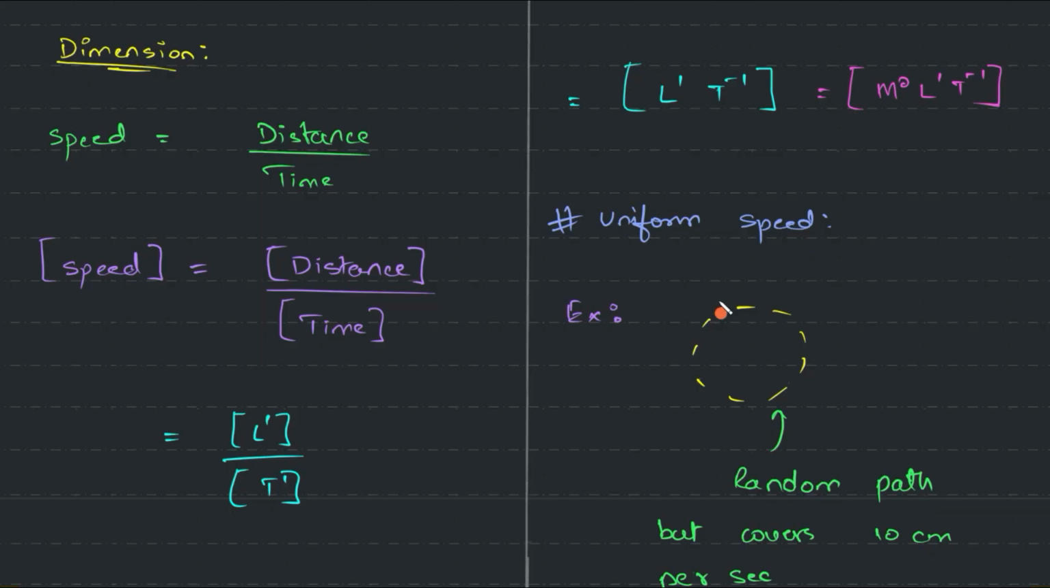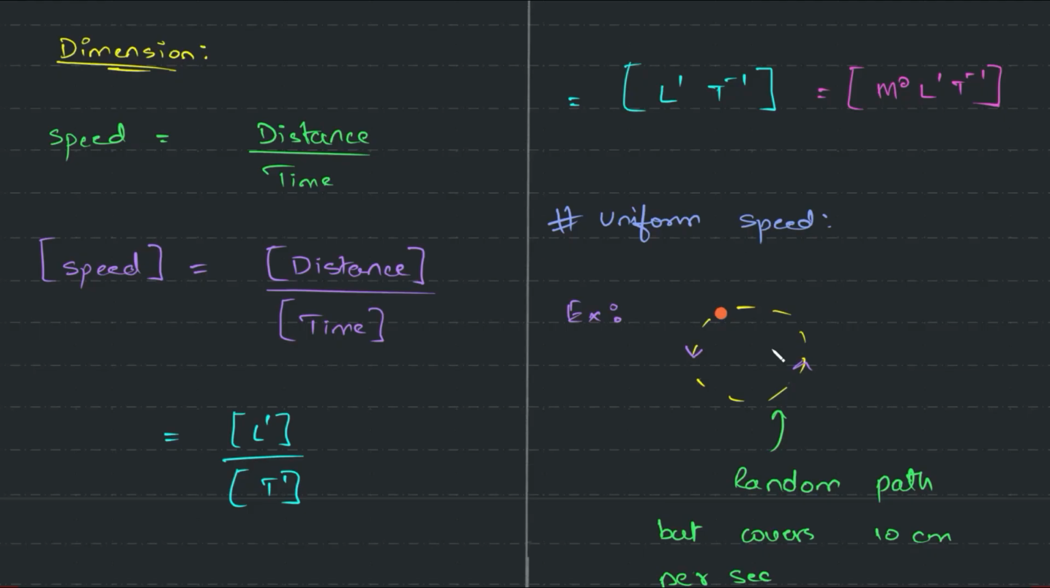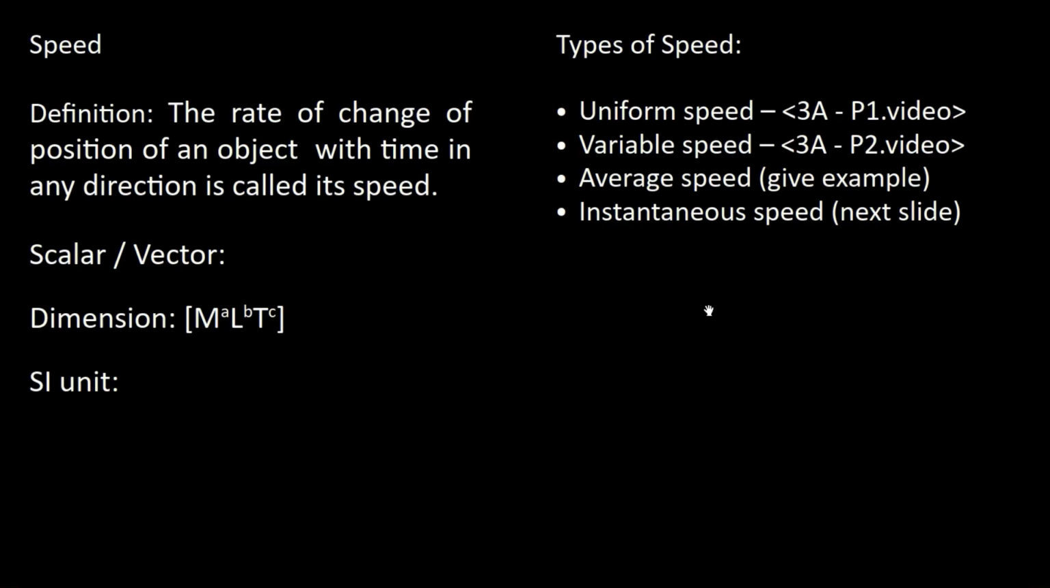It doesn't matter that it's taking a circular path. It doesn't matter if it's changing the direction. Nothing matters. So if it's moving this way, it is said to be in uniform speed. Okay, that is one thing that you have to keep in mind, that the direction will not matter. This is not a variable speed scenario. This can be a variable velocity scenario, a varying velocity scenario.